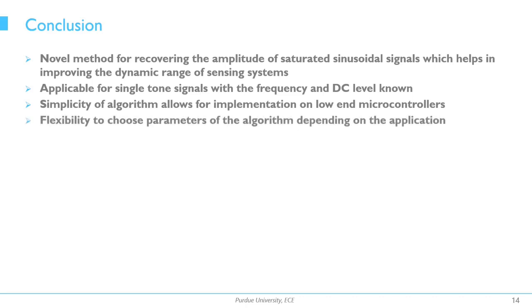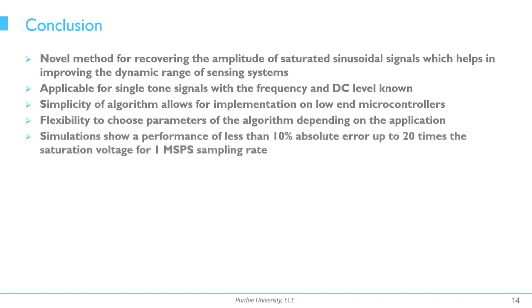The software implementation allows for easily changing the algorithm parameters as per the application. Simulations show less than 10% absolute error up to 20 times the saturation voltage for a sampling rate of 1 megasamples per second. The performance improves when the sampling rate is increased.